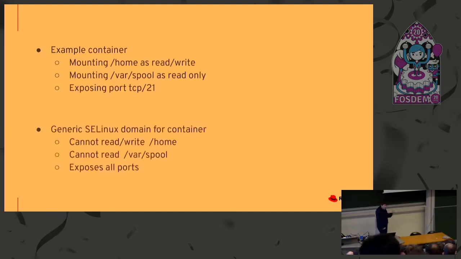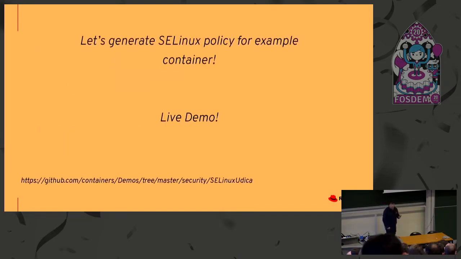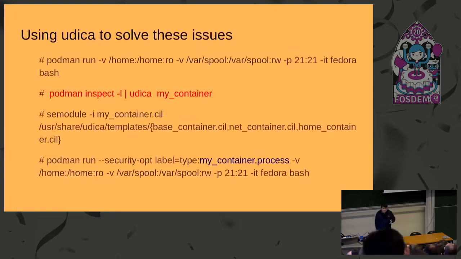So, as I told you, generic SELinux policy cannot read and write /home. Generic SELinux policy cannot read /var/spool for containers, but on the other hand can expose all ports. So I'm brave enough to show you a live demo, but let's finish the slides and then I'll show you the demo. What will happen is we start the container with the mounts and ports as I described.